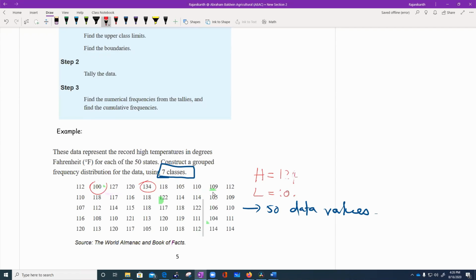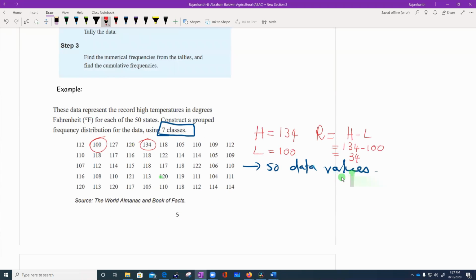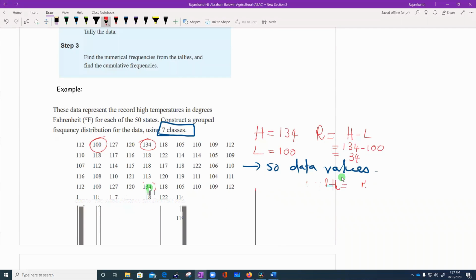So like that, first find the highest and the lowest. Once you know these two, now you can find the range. Range is simply highest minus lowest. Highest is 134, lowest is 100, subtract, you get 34. Right? So once you know the range, it is very easy to find the class width. Class width is simply given by R over the number of classes.